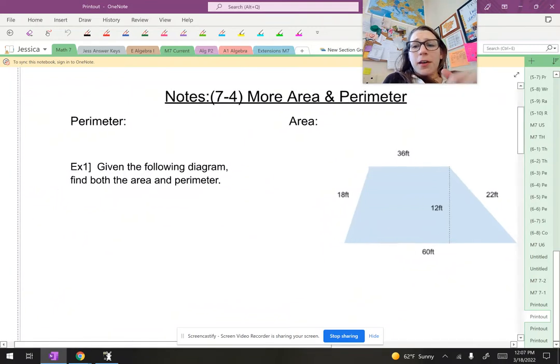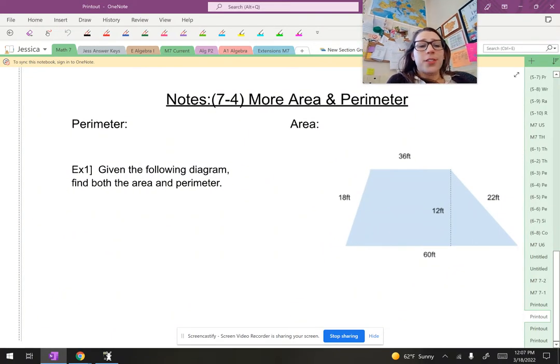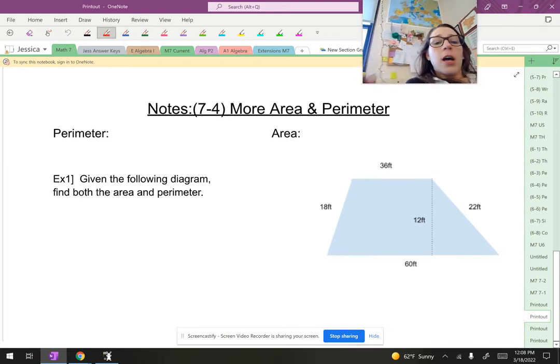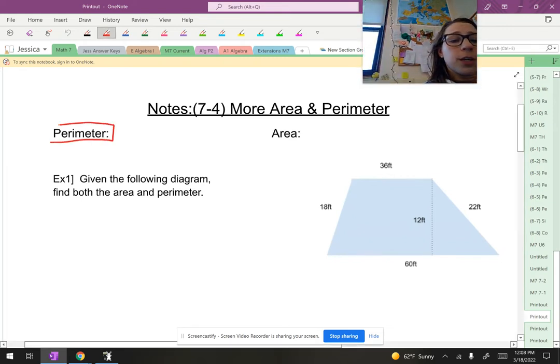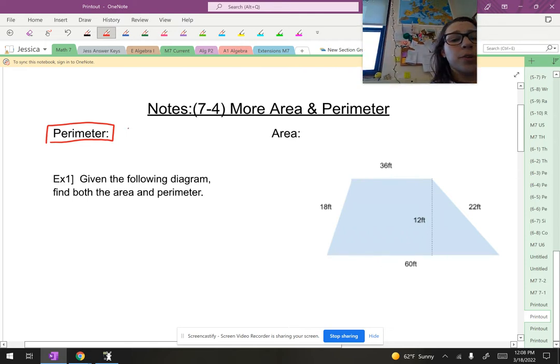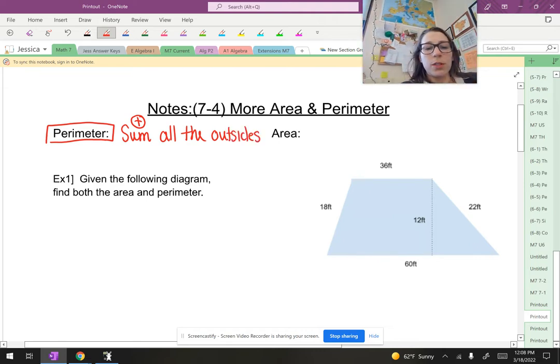Right, flying right along here, moving into 7-4, more area and perimeter. All right, perimeter. Hopefully you are sick of hearing what perimeter is, and hopefully you have it memorized by now. Perimeter is that sum, or adding all the outsides. So you got that.